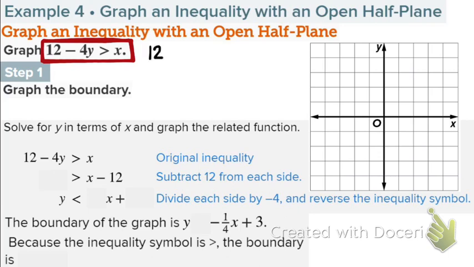I have 12 minus 4y is greater than x. Slope-intercept form has which piece all by itself? Yeah. Wonderful. I want to get y equals mx plus b. And it's okay that this isn't an equal sign. I'm still going to treat it kind of like it's an equal sign as I work through these operations. So first I need to identify where y is, because that's the thing I need to get alone. Y is right here, correct?